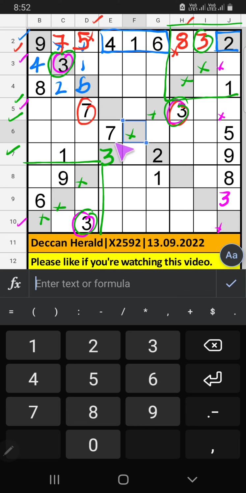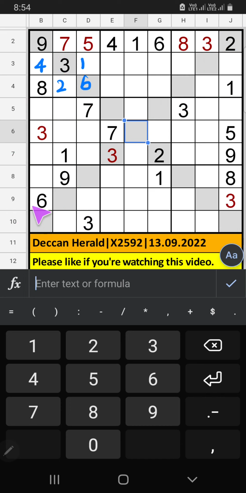In the 5th row and 7th row we have 3. Column C, column D we have 3. So 3 can't come in these cells. The 3 is confirmed here. In the 9th row and 10th row we have 3. Column E also we have 3. So 3 can't come in these cells. Then 3 is confirmed here.